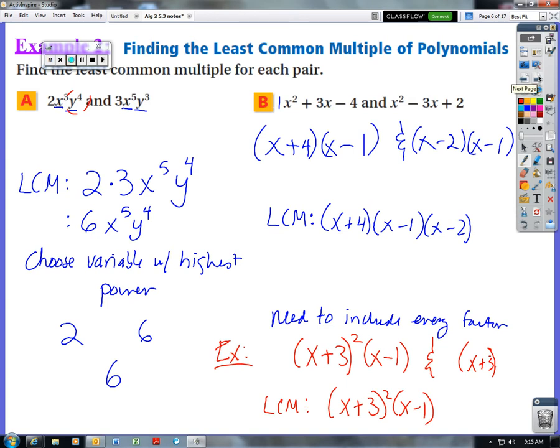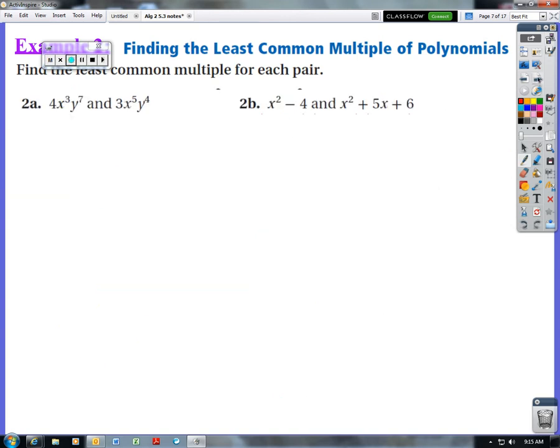And you can just leave these. I'm not concerned about you multiplying them out, so just leave them. Okay, so do these on your own, and then I will just give the answers. The answer to this one is 12x to the 5th, y to the 7th.